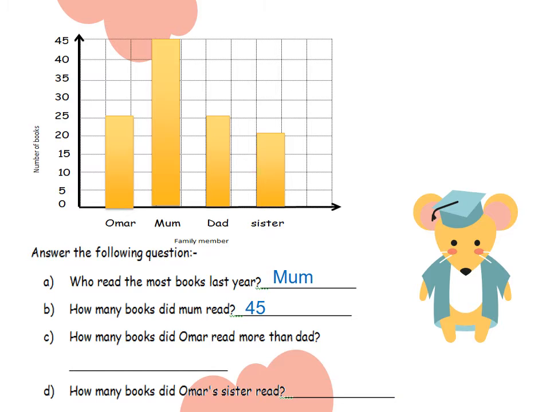How many books did Omar read more than dad? More than means we will subtract. Omar's books minus dad's books is 25 minus 25, which is 0. They are equal. Both of them read 25 books. So, how many books did Omar's sister read? Look at the graph. 20. Excellent, primary 2. Do you understand our question? Excellent.